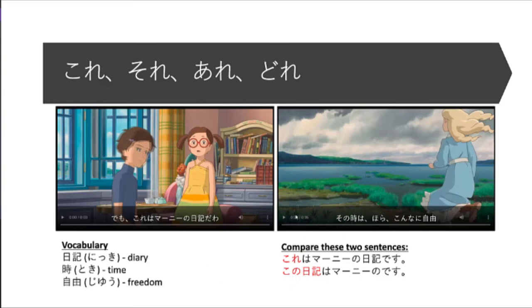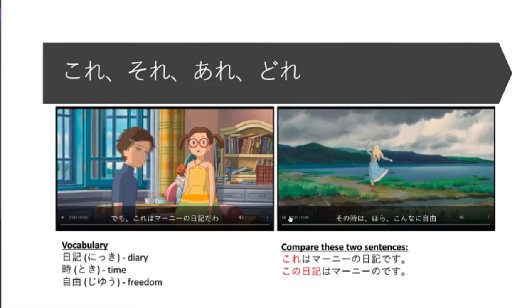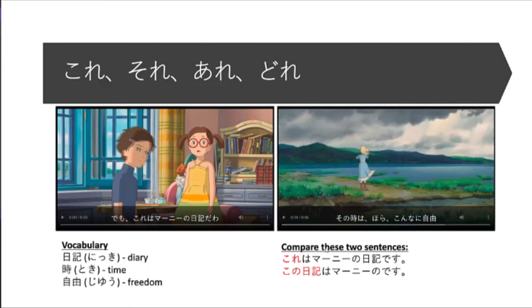Again, here, sono toki wa. その時は、ほら、こんなに自由。 So here, その時 is at that time, 時 which is time, at that time. It was such a freedom. こんなに自由。Freedom is 自由。But こんなに is interesting because that's also another one that we're going to come across as well.